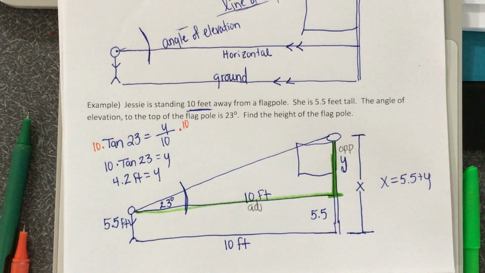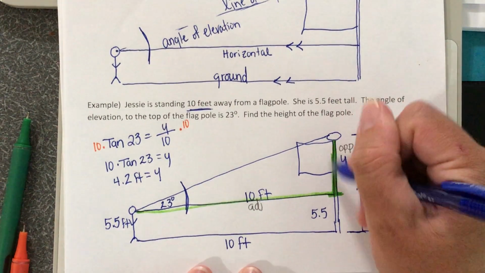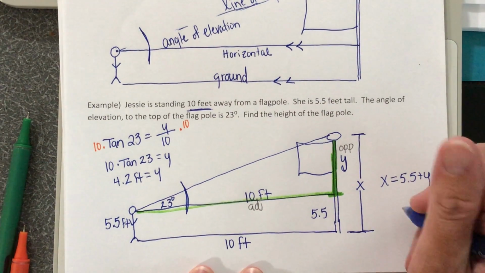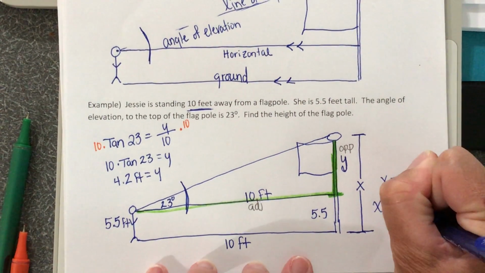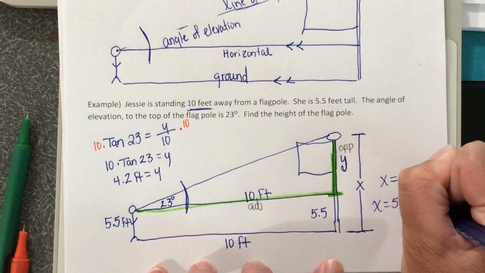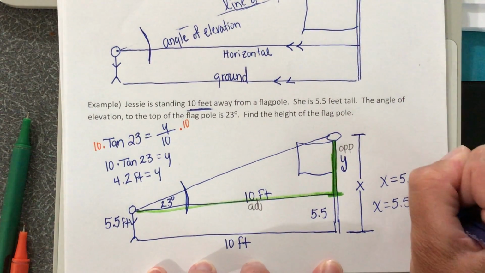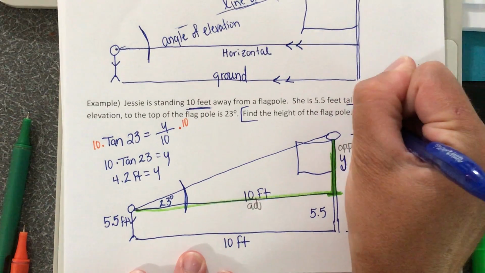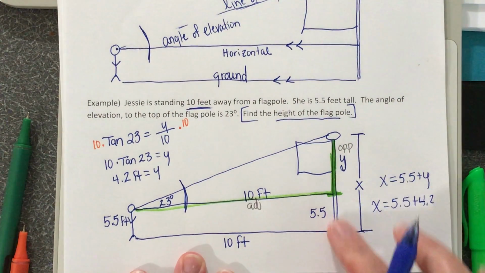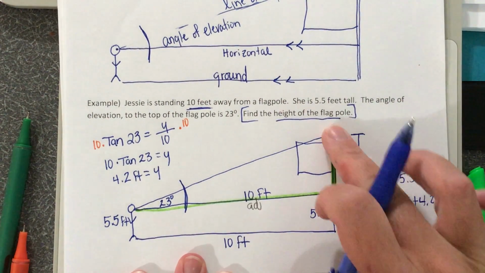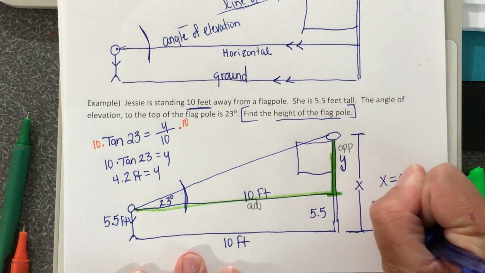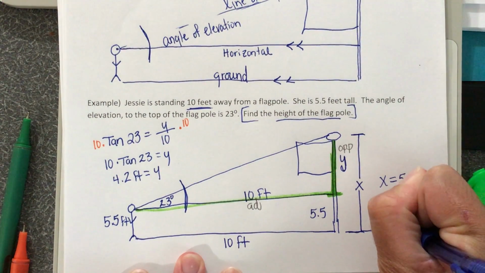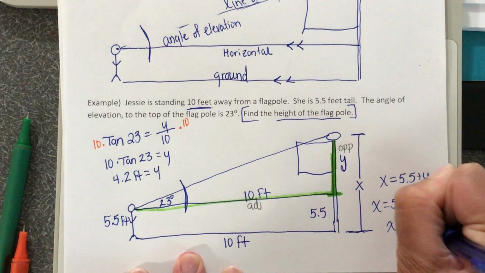Now, don't be quick to type that in as your answer because that is this height right here. So now we know that X is 5.5 plus 4.2, or the height of the flagpole, which is Jessie's height, plus that Y that we found, is now about 9.7 feet.